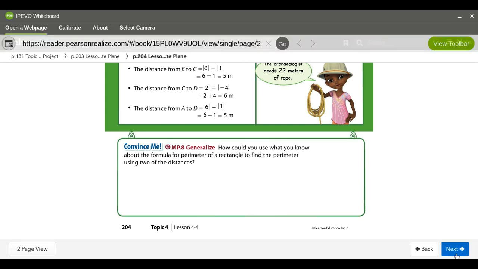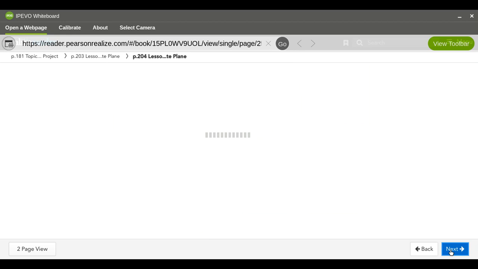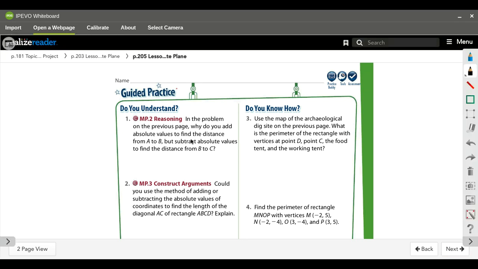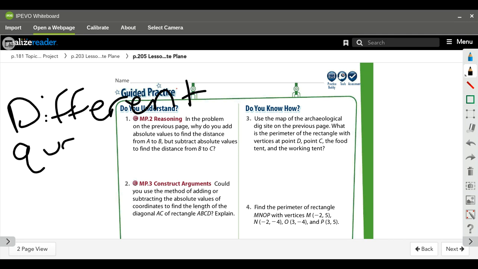Okay, go ahead and go to your next page. Let's take a look at some of our problems. It says, in the problems on the previous page, why do you add the absolute values for the distance from A to B and subtract absolute values to find the distance from B to C? So for A to B, if you go back and look on that page, we're adding them because A and B are in different quadrants, and when we have different quadrants, we add. So different quadrants add.